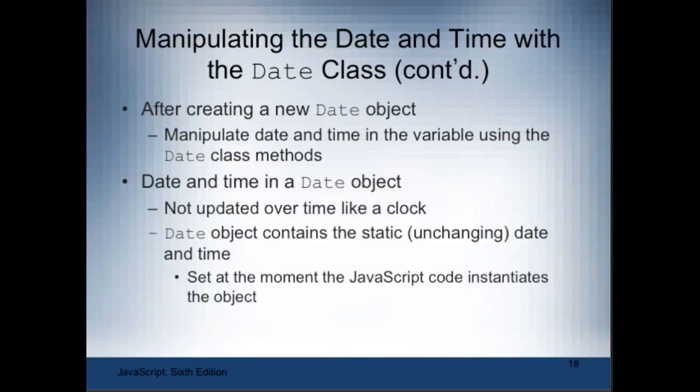After you create a new Date object, you can then manipulate the date and time in the variable using the methods of the Date class. Note that the date and time in a Date object are not updated over time with the clock. Instead, the Date object contains the static, unchanging date and time as of the moment the JavaScript code instantiates the object.